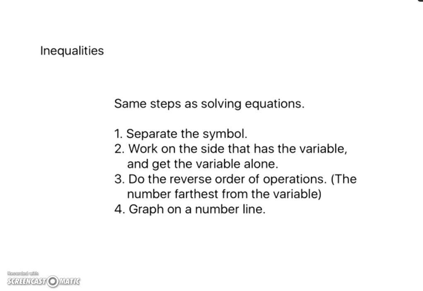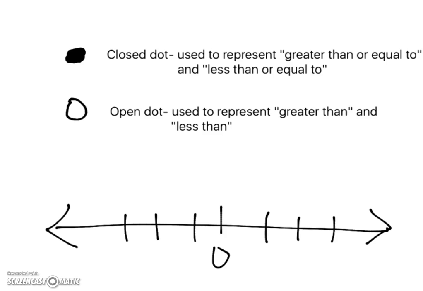For inequalities, we're going to use the same steps as solving equations. The first thing that we do is separate the symbol. We're going to remember to work on the side that has the variable in order to get the variable alone. When we deal with equations and inequalities, we do the reverse order of operations, which usually means the number farthest from the variable. And when we deal with inequalities, we're going to graph on a number line.